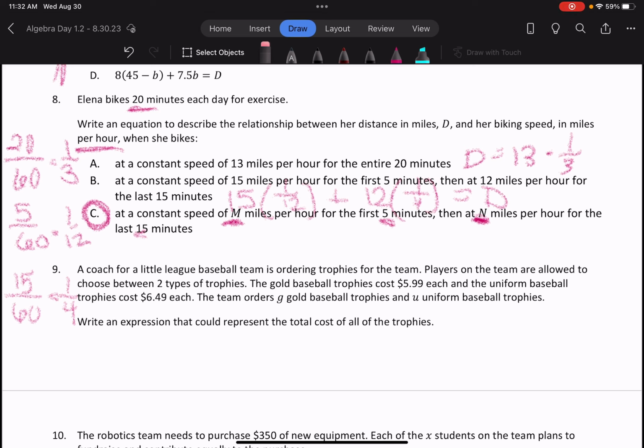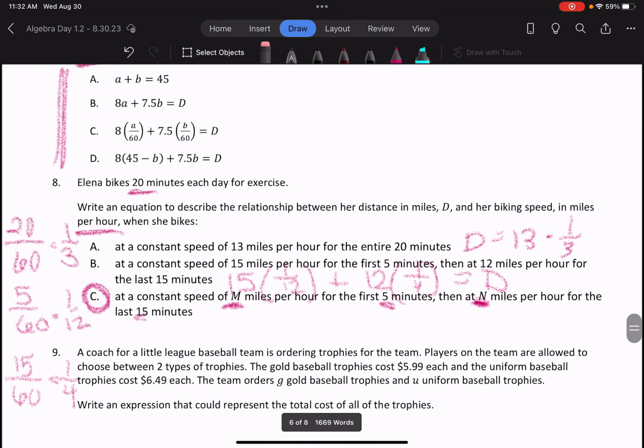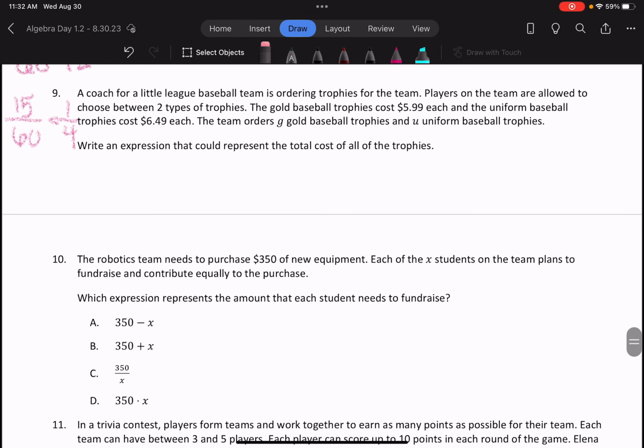All right, let's look at number 9. A coach for a Little League baseball team is ordering trophies for the team.